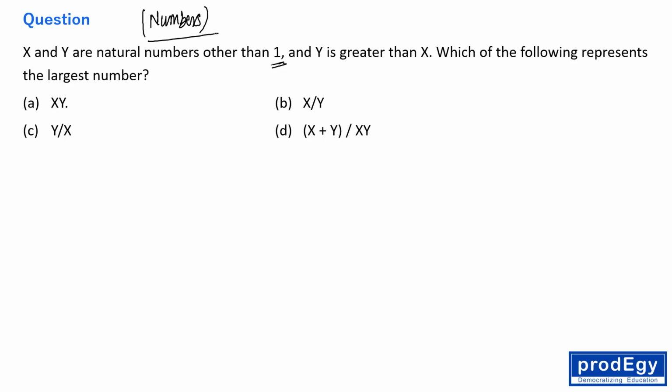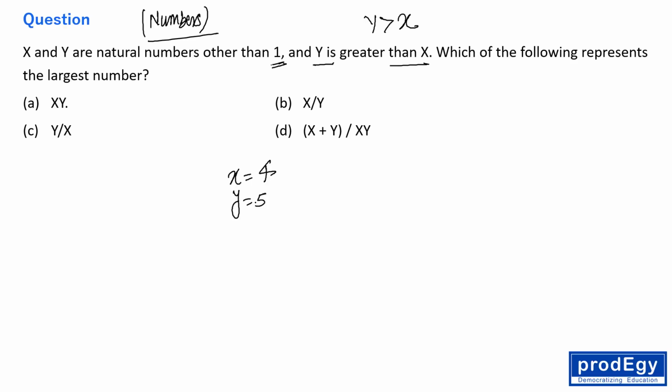X and y are natural numbers other than 1. Natural numbers start from 1, right? So obviously if they are other than 1, then they must be 2, 3, 4, 5, 6, 7. The question says y is greater than x. Okay, fine. So let us assume x as 4 and y as 5.